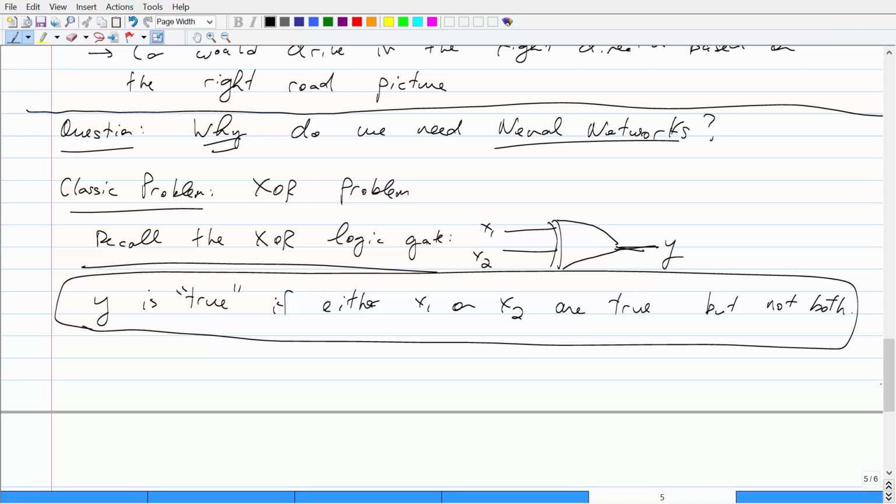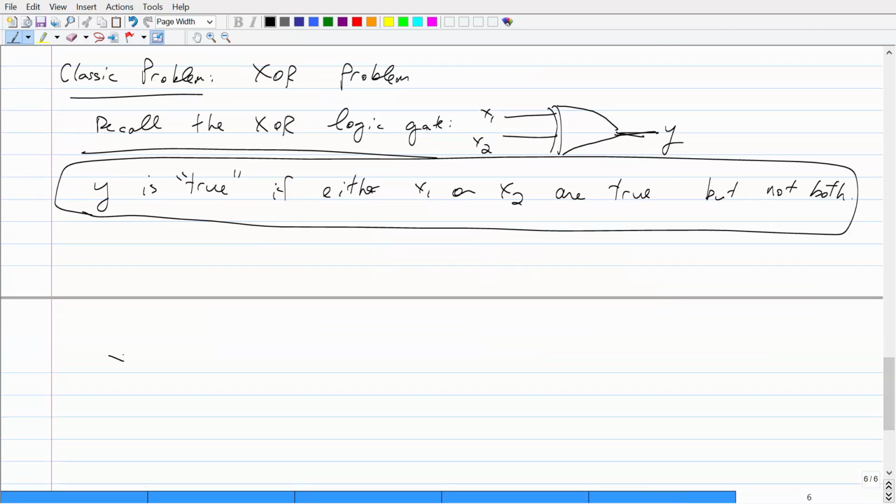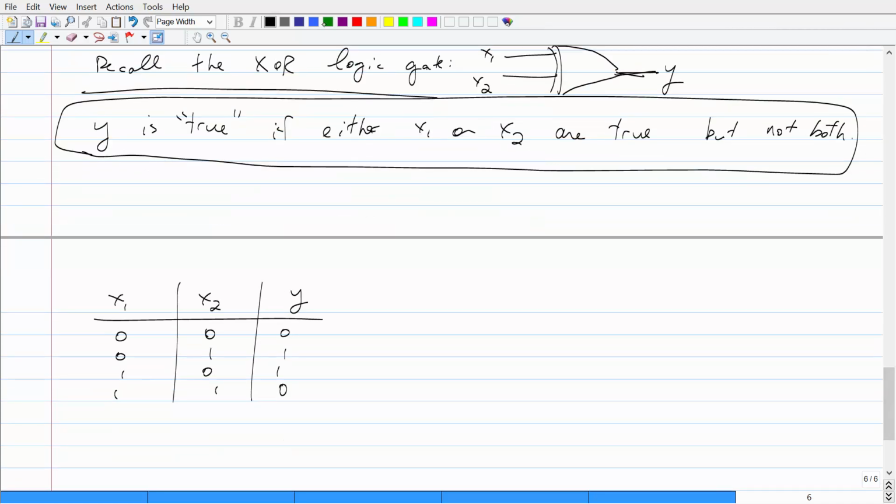So let's write out a truth table, right? You've got two features or two inputs, and then you have an expected output. So it's 0, 0, 0; 0, 1, 1; 1, 0, 1; and 1, 1, 0, right? You can think of this as a binary classification problem. You can think of 0 as being class 1, which I'll draw with X's, and you can think of 1 as being class 2, having circles.